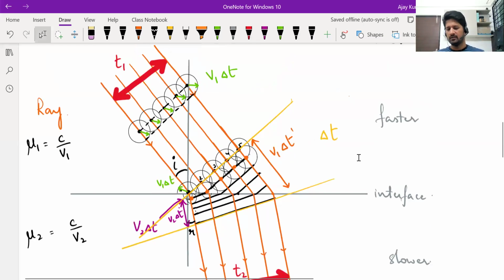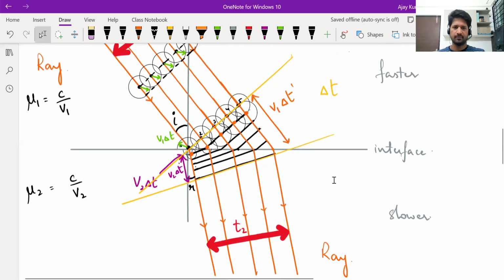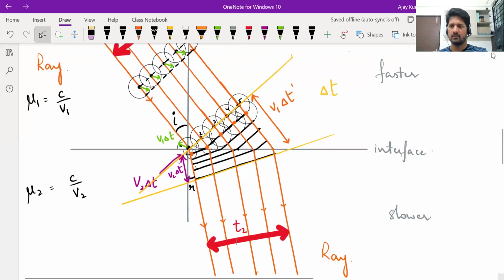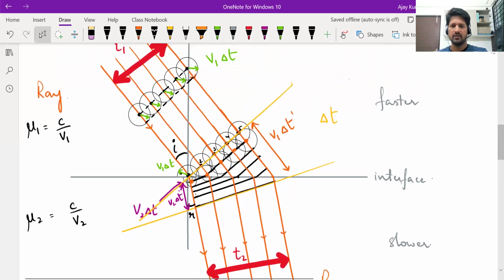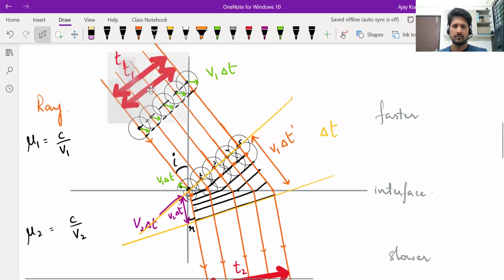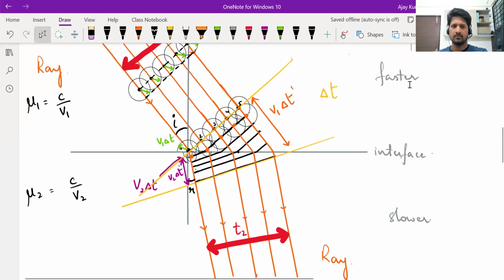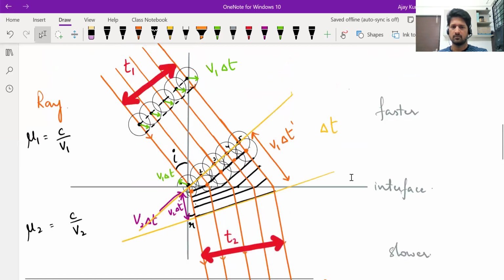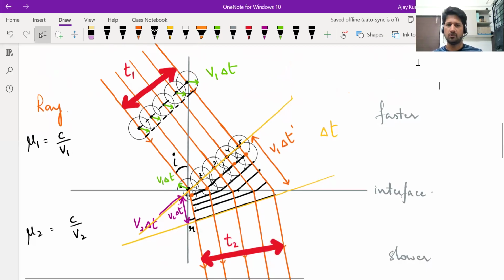Derive a relation between T1 and T2 in terms of mu1, mu2, I and R also. Okay, solve this problem, all of you. Derive a relation between T1 and T2 in terms of mu1, mu2, I and R. Solve this carefully. I'll give you all 2 minutes.